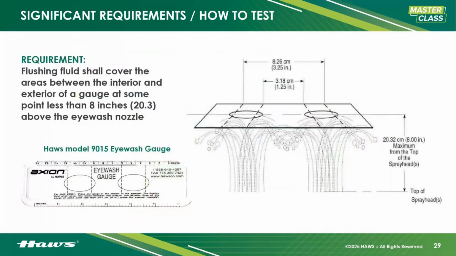Now, the way we test the eye wash is by using this gauge. I mentioned this earlier. This is our 9015, is our model number. But again, this was designed by the ISEA. They gave us this information. They told us how to make this. That's their drawing on the right. And it is based on average human anthropometrics.